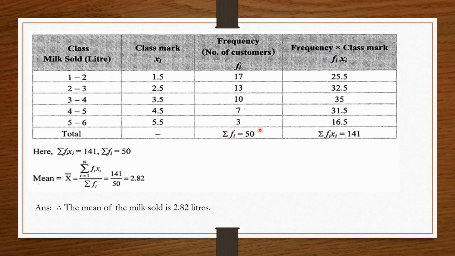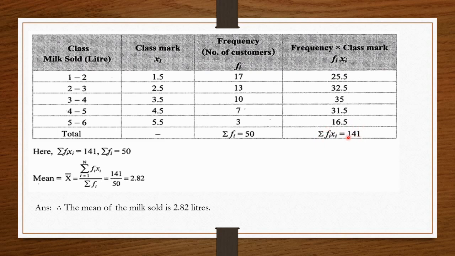Frequency into class mark, fi into xi. 17 into 1.5 is 25.5. 13 into 2.5 is 32.5. 10 into 3.5 is 35. 7 into 4.5 is 31.5. And 3 into 5.5 is 16.5. And sigma fi xi, the sum of fi into xi, equals 141.